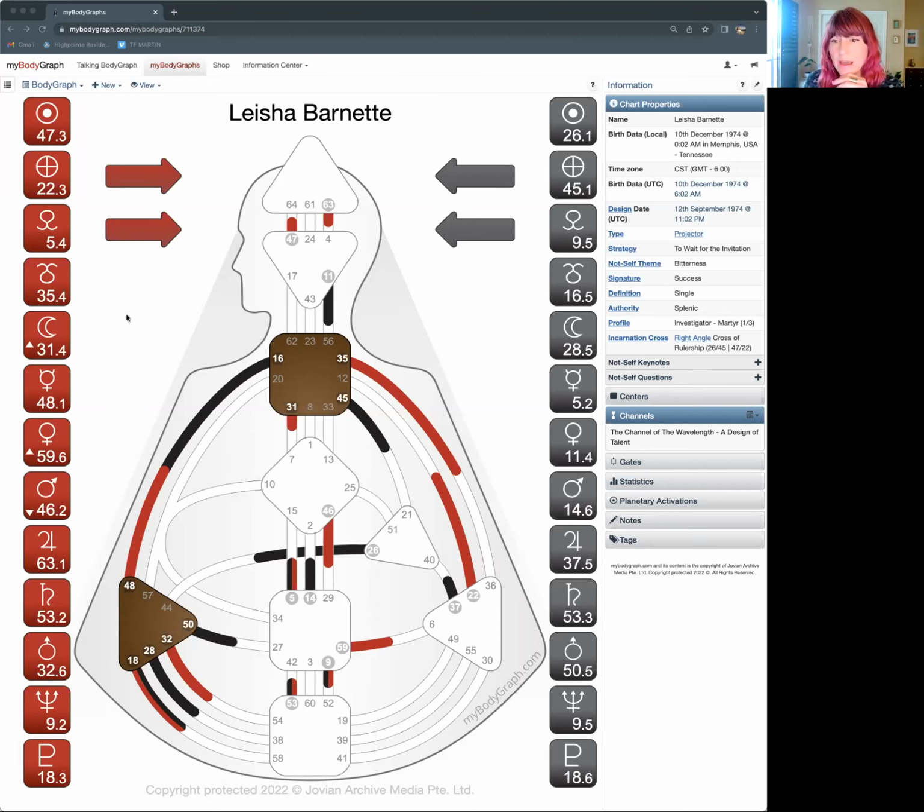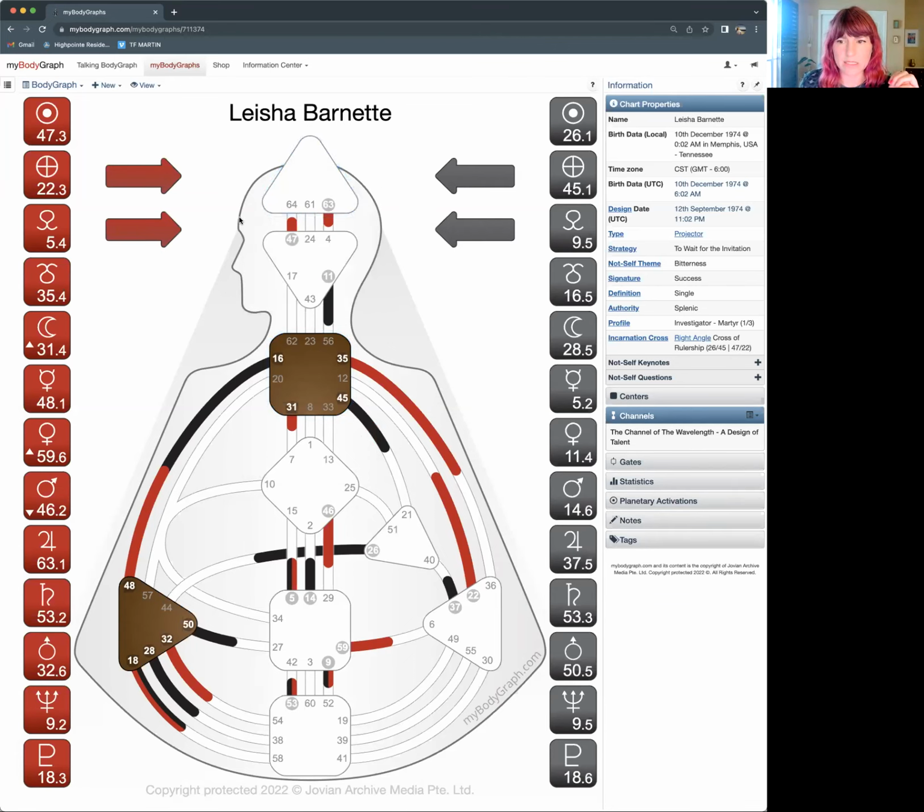Okay, so looking at the gates, we've got only 3 gates that come out of the head, right? If you look at the throat, there's like a bajillion gates that come out of the throat. Every center has more than 3. The head center, though, has 3 gates.